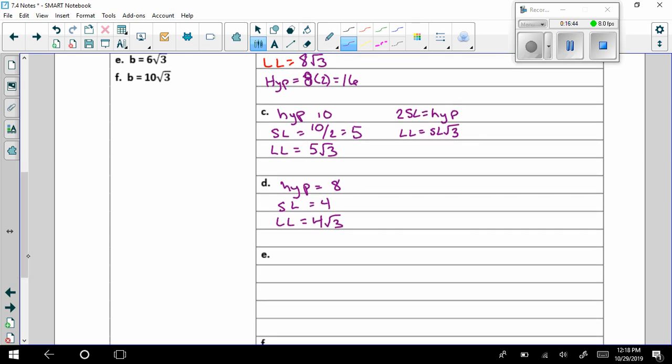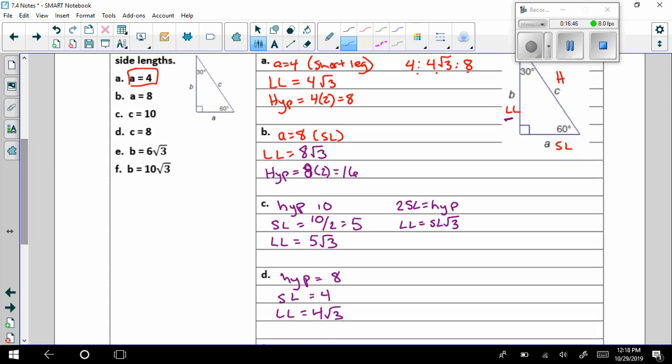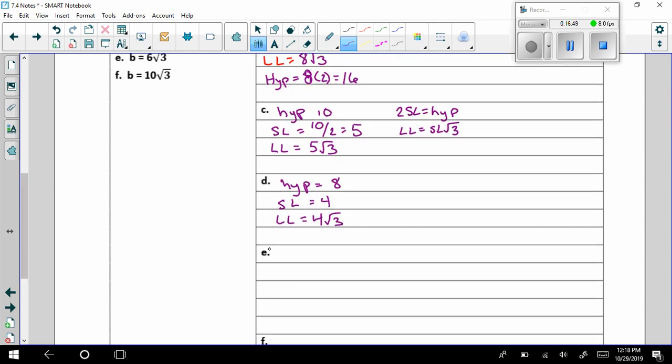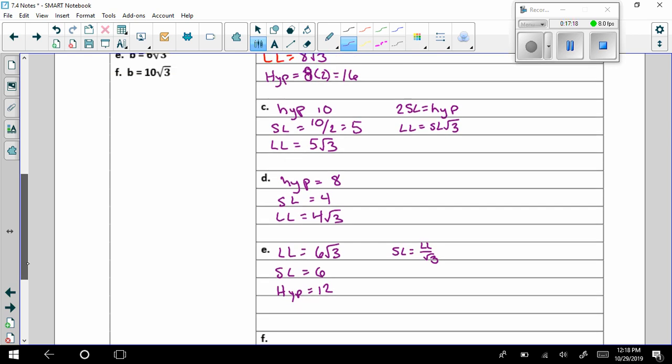Okay. E, they give you B. B is, in this case, our long leg. So our long leg is 6 root 3. Okay. Our short leg is equal to our long leg divided by square root of 3. Well, square root of 3 divided by square root of 3, our short leg is just that 6 in the front. Short leg times root 3, so that makes sense. And then our hypotenuse is always double that, so 12. Okay.